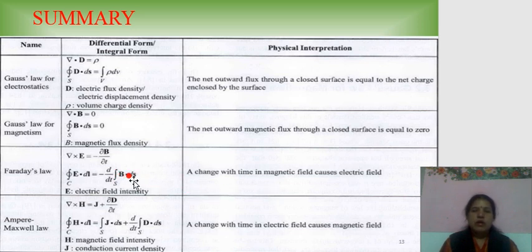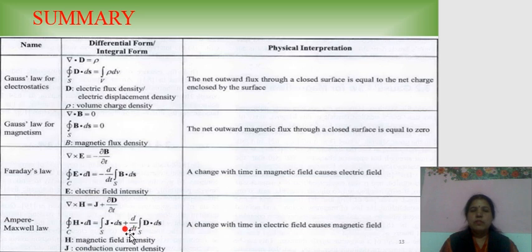Ampere's law is used for Maxwell's fourth equation. Differential form: del cross H, or curl H, is equal to J plus the time derivative of D. Integral form: the closed line integral over contour C of H into dl, where the path is dl, is equal to the integration of J into dS plus the time derivative of the integration of D into dS. This proves that a change with time in the electric field causes a magnetic field.